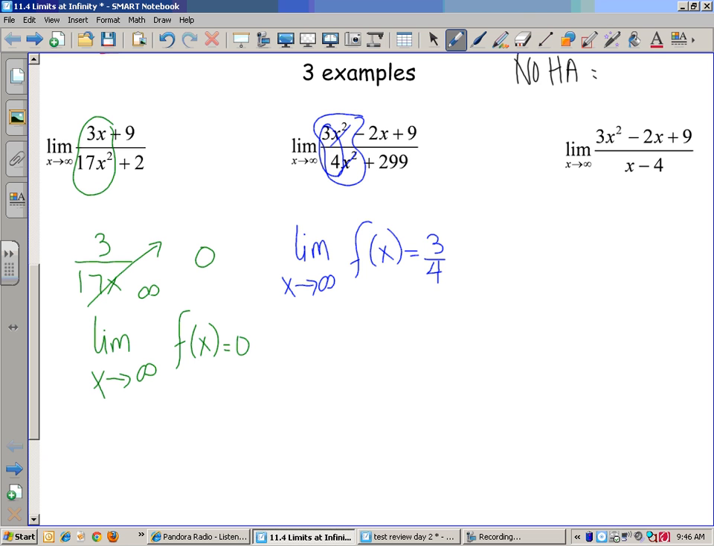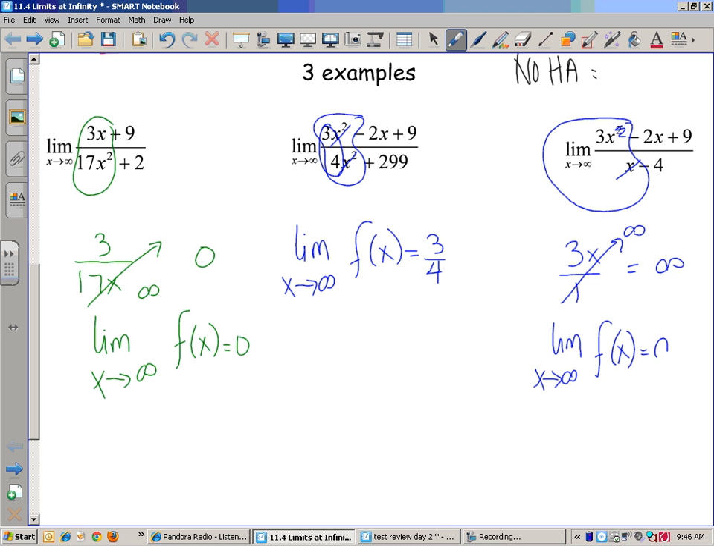And now we have the last example. So again, largest degree, top and bottom. And we say, okay, let it go to infinity. So we're going to simplify. And we get 3x over 1. And as I let x go to infinity, this number is going to go to infinity. And therefore, we say that the limit as x approaches infinity of that function is infinity. Okay, we don't say no limit, we just say infinity. And we'll talk about the details on that one later.